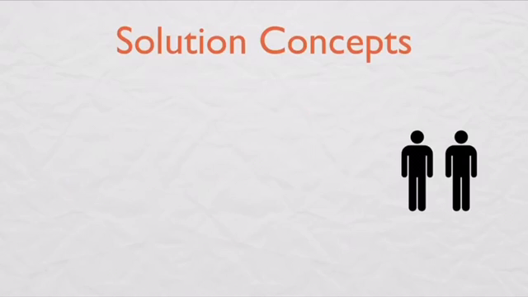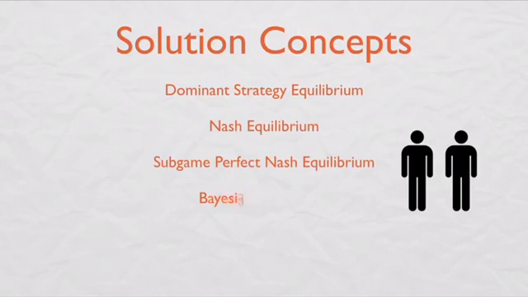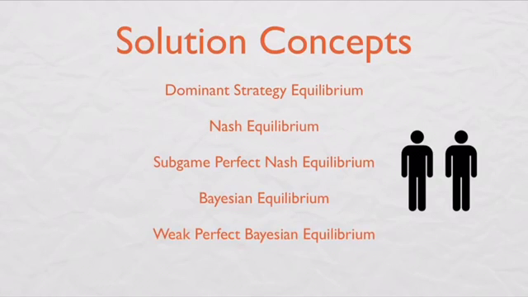Now, it's not always obvious how people will behave, even with players, payoffs, and rules clearly defined. That's why game theorists have a number of solution concepts for games, including the dominant strategy equilibrium, the Nash equilibrium, the subgame perfect Nash equilibrium, the Bayesian equilibrium, and the weak perfect Bayesian equilibrium.